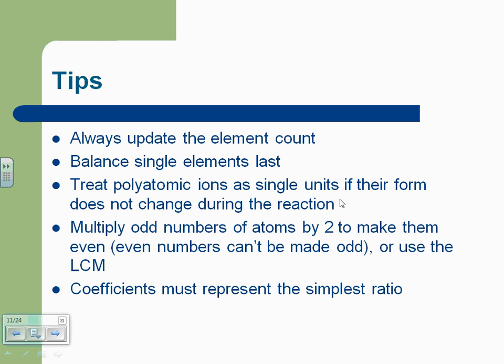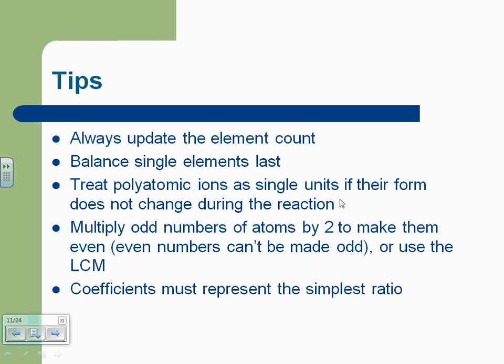All right, so tips on how to redo this. Always update your element count. So once you put a coefficient in, always update that element count. All right, balance single elements last. All right, because you can put whatever coefficient in front that you need to. Treat polyatomics as a single unit if their form does not change during the reaction. So if they're the same on both sides, treat them as one thing.